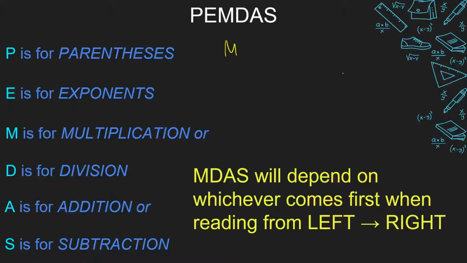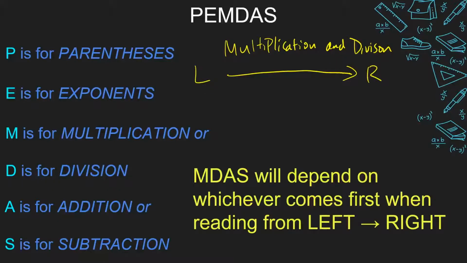So multiplication and division will depend on whichever comes first from left to right. This is the same for addition and subtraction.